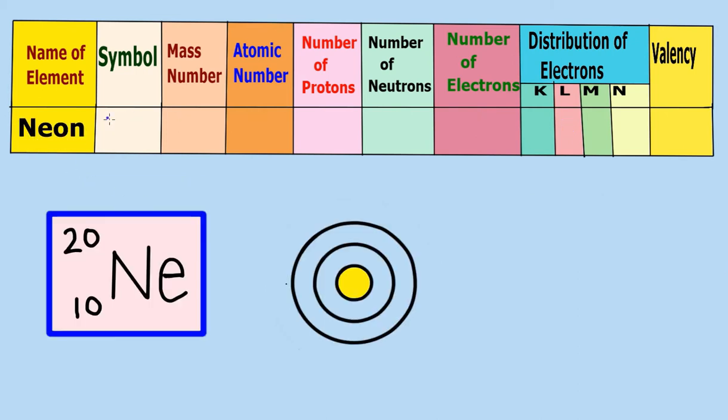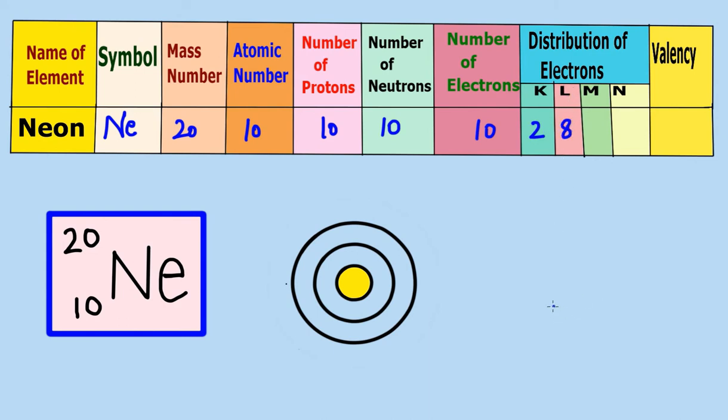Neon is represented by the symbol capital N small e. Its mass number is 20. Its atomic number is 10. So number of protons also 10. Number of electrons also 10. What is the number of neutrons? Mass number minus number of protons, 20 minus 10, that is 10 neutrons. How are these 10 electrons distributed here? 2 electrons in the K shell and 8 electrons in the L shell.